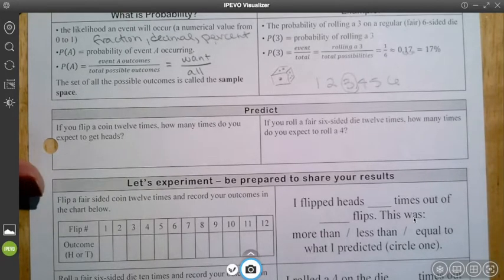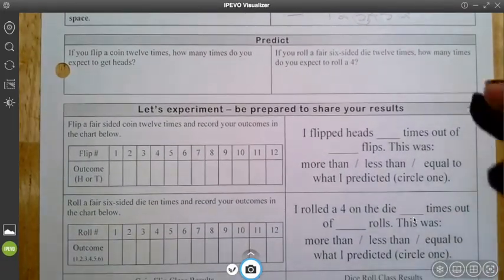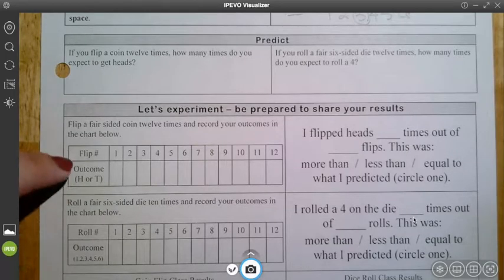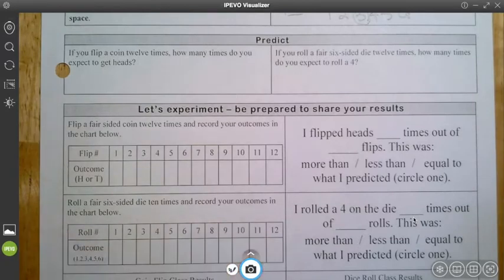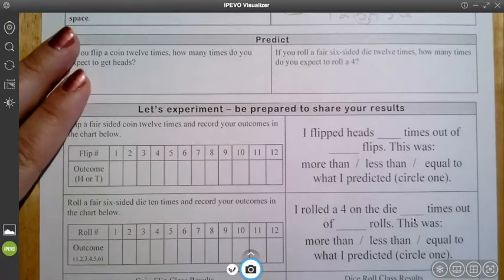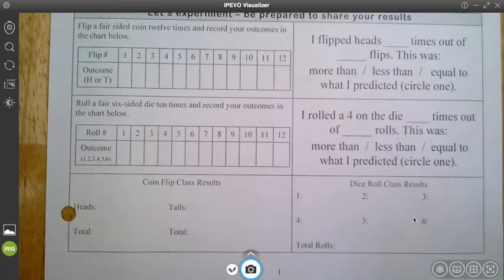Now, this is the experiment that we did together during the first part of class. So I cannot fill this part of the notes out. However, this is the activity where you did these experiments, so you'll put your results here. And then the class results are on that spreadsheet, and so you'll fill in the class results here.